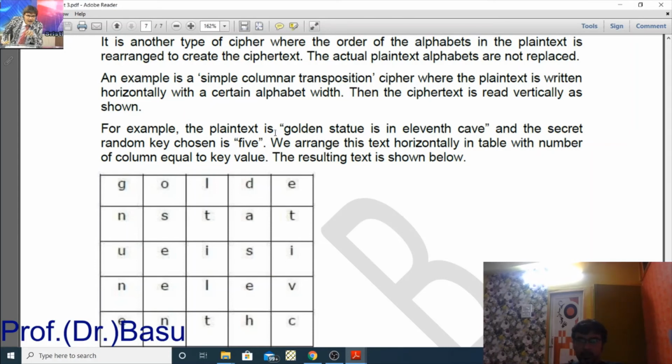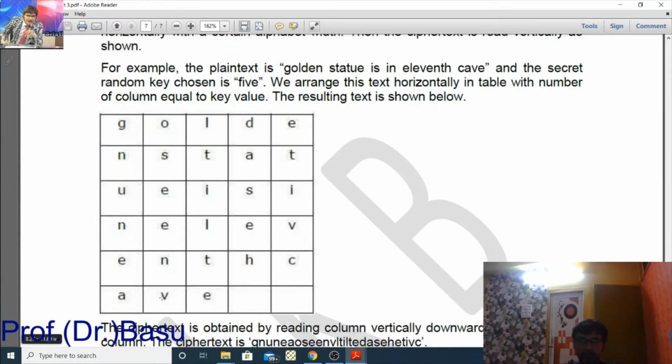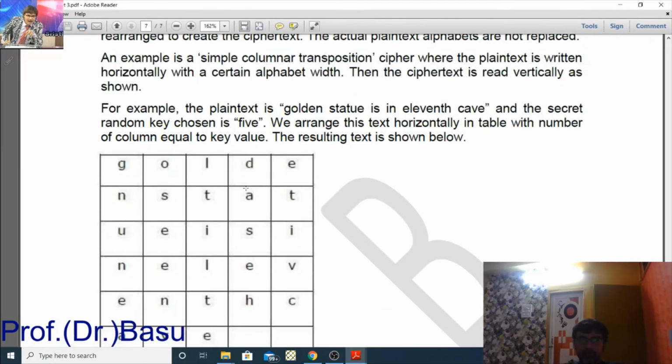So here, golden statue is in 11th cave, up to CAV. So here we are completing, and these rooms may be vacant. This way we are getting a cipher text, but while writing this text, we will be avoiding the duplicate characters. Here golden, then STAT, you statue. Just wait for a while.